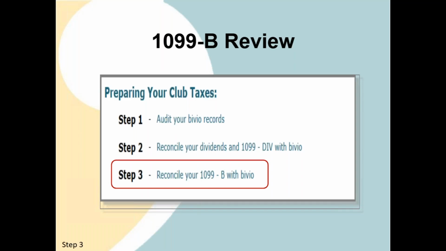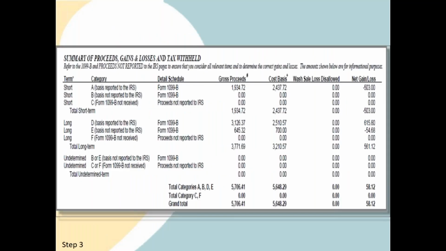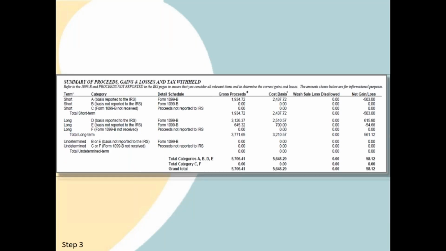You can get to it from this link. The form looks like this. It's designed to resemble what your broker will be providing you on your 1099-B, which will look something like this. So what is all the stuff on these forms? Here's what you need to know.